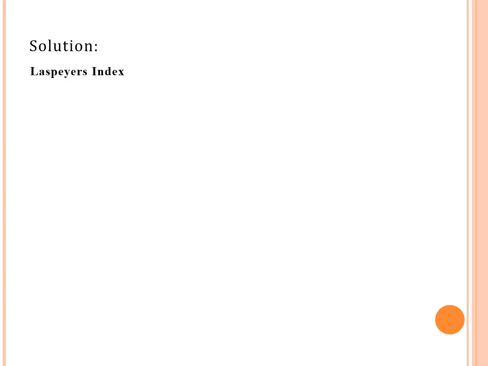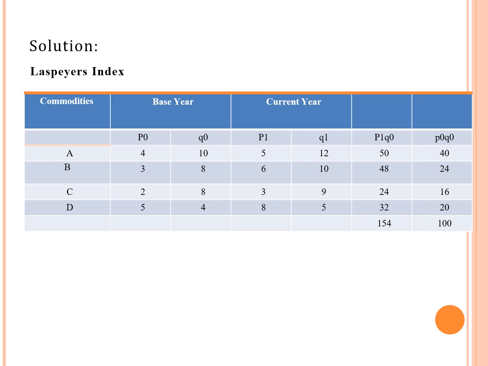Solution for Laspeyres' index number. In that case, 2002 is the base year and 2007 is the current year. So price in 2002 is denoted by P0 and quantity in 2002 is denoted by Q0. And the price in the current year, that is 2007, is denoted by P1 and quantity is denoted by Q1. And the formula for Laspeyres' index number is summation P1Q0 divided by summation P0Q0 into 100.